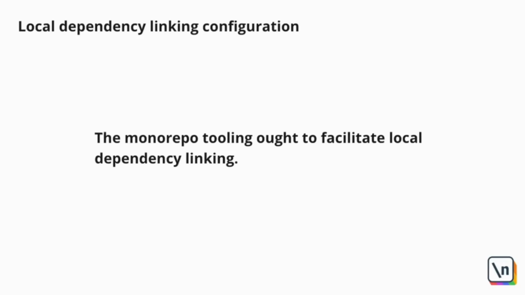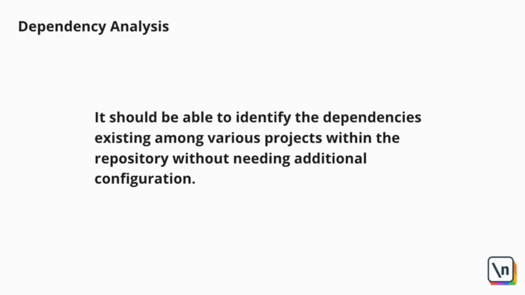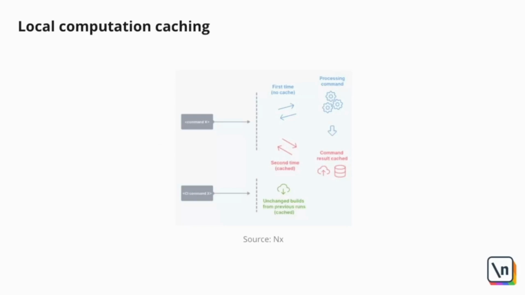This means that within the repository, the code of other packages should be accessible and loaded internally, while still maintaining version control and the ability to retrieve dependencies from a binary repository upon publishing. Dependency analysis. It should be able to identify the dependencies existing among various projects within the repository without needing additional configuration.